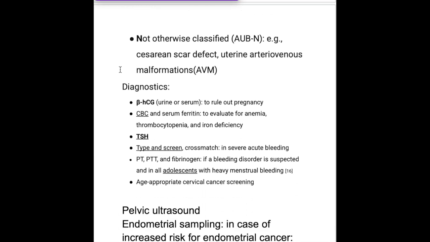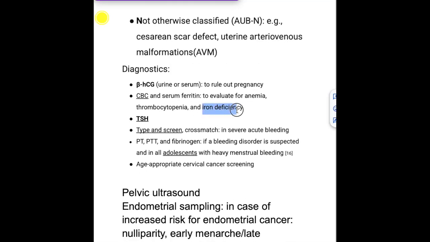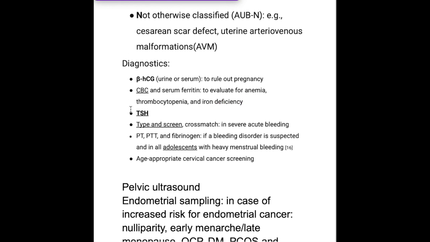So now what do we do for diagnostics? The first initial test that you should do is a beta HCG to determine whether the patient is pregnant or not pregnant. Number two is a CBC and serum ferritin, so we can evaluate for anemia, thrombocytopenia, which is a cause for bleeding, and iron deficiency anemia. Because patients who have heavy uterine bleeding or increased volume of bleeding, frequency, whatever it is, it's always a risk factor for iron deficiency anemia. And as I said, for thyroid disorders, we'd want to check TSH to evaluate for hyperthyroidism.